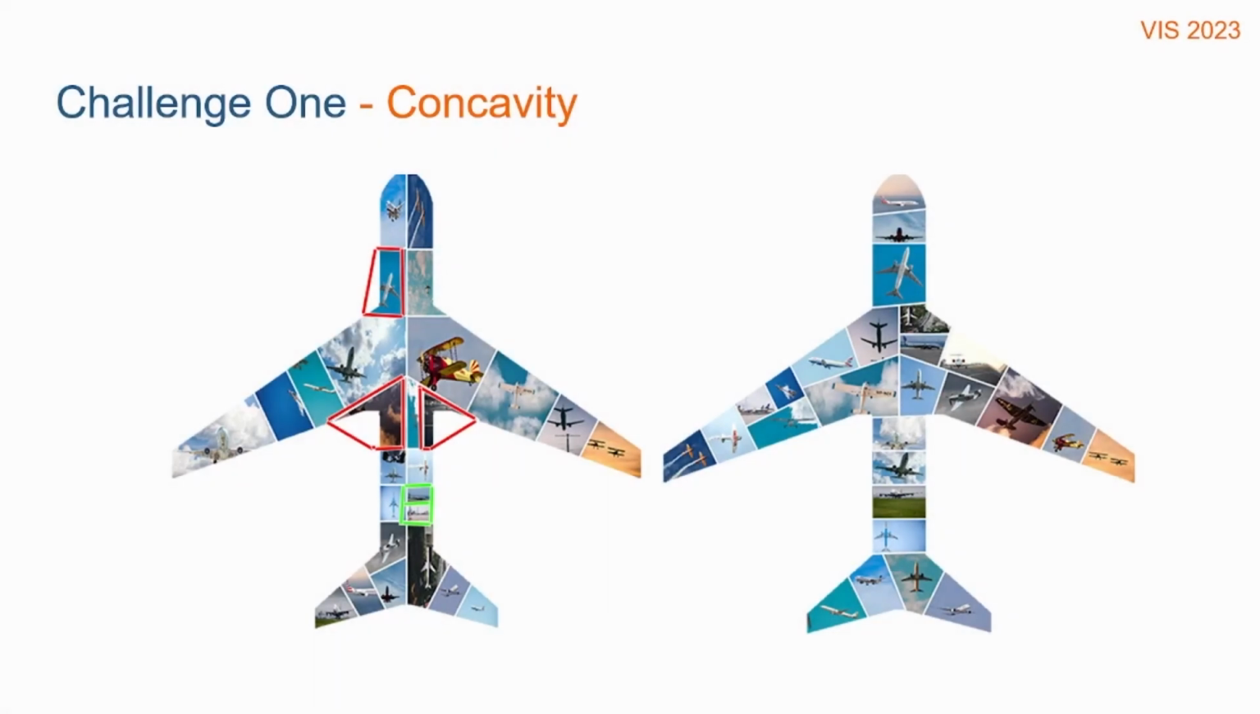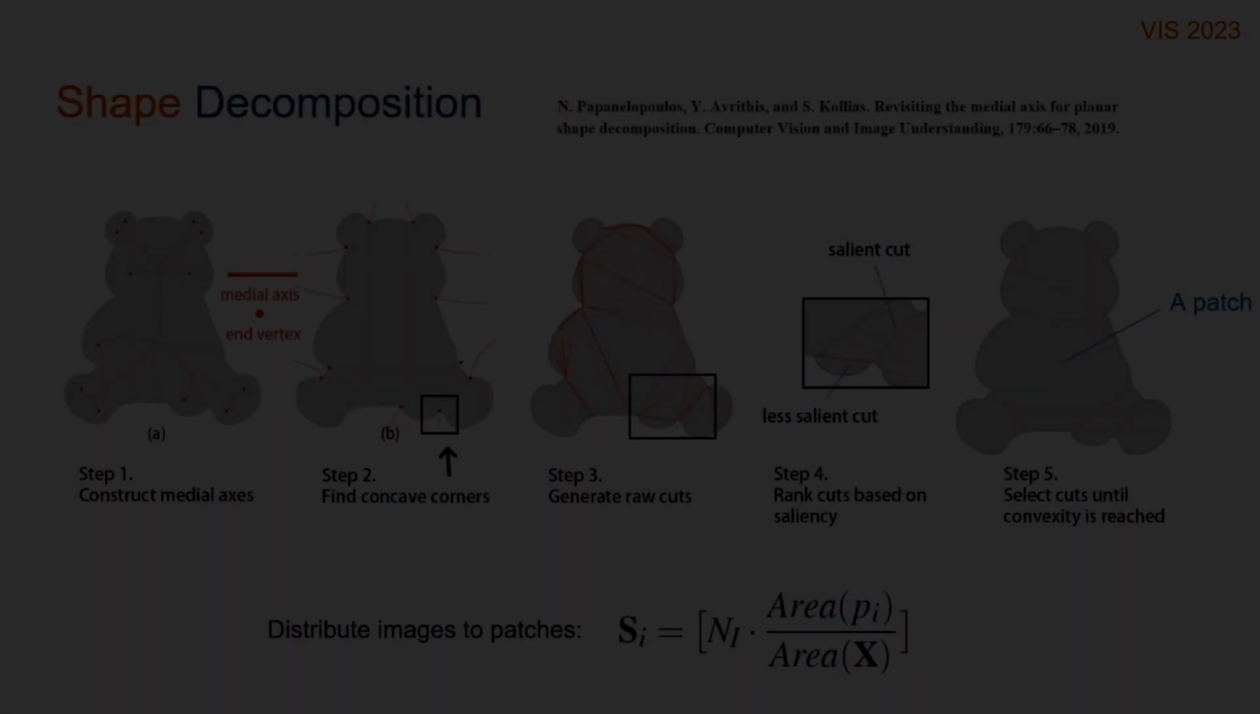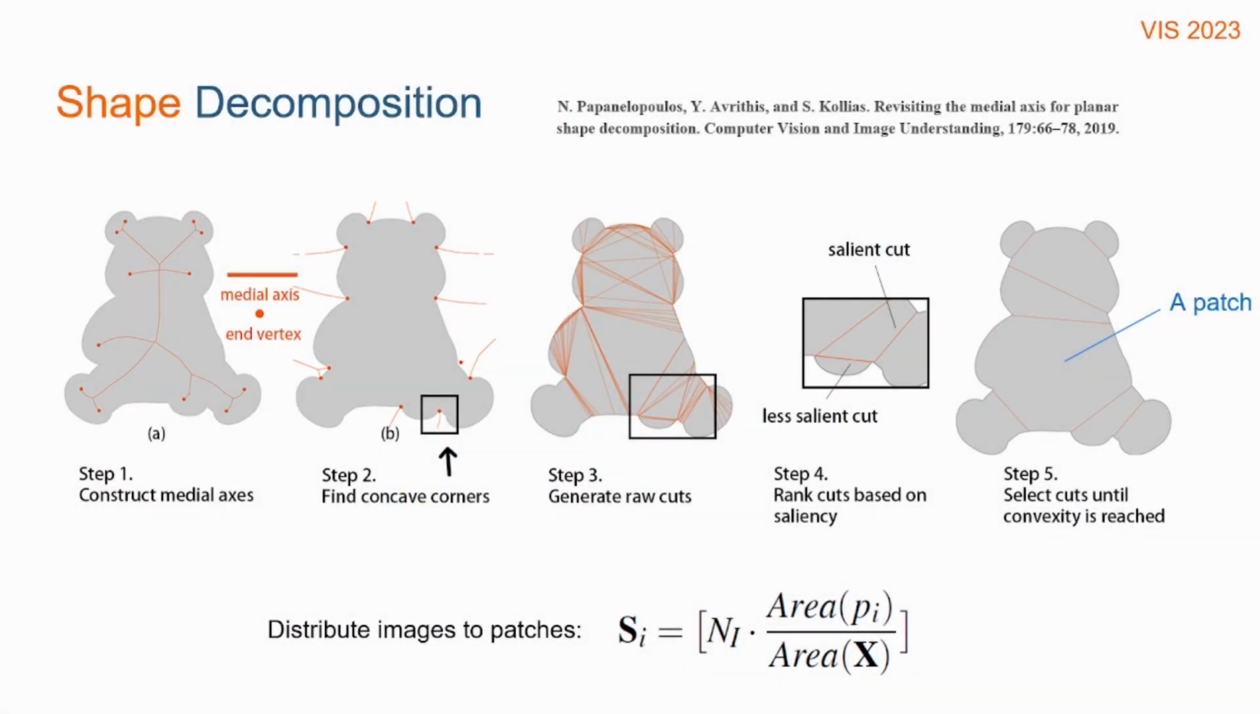Since the layout shape can be highly irregular, it is crucial to decompose the shape into convex parts. Otherwise, important content can be easily lost. We adopt the shape decomposition algorithm based on medial axis. The interior medial axis and exterior medial axis provide critical information to identify concave corners and the corresponding cuts. The resulting parts are called patches.